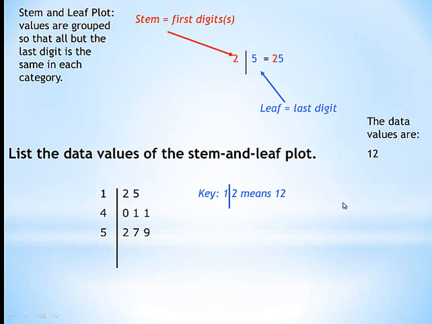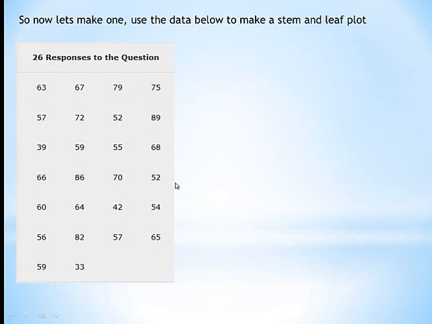1 and 5 make 15. 4 and 0 make 40. 4 and 1 make 41. I have 2 of those, so I have to list them both. 5 and 2, 52, 5 and 7, 57, and 5 and 9, 59. Now what you may see is that they'll give you this information and tell you to find the mean, median, and mode. So then you would have to list them out. So let's make one using this information below.